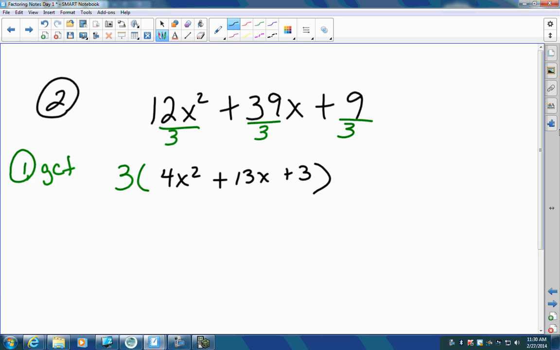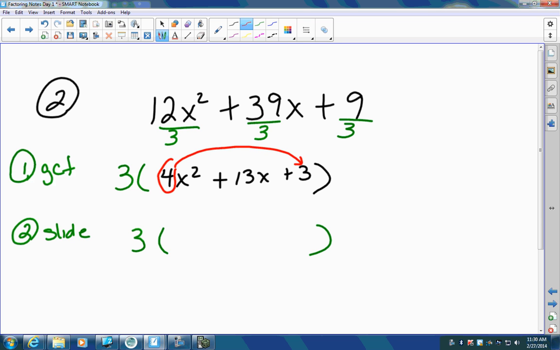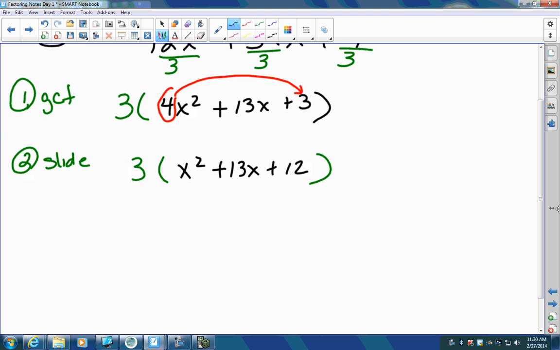Okay, so now I need to slide. Well, what am I sliding? Remember that 3 stays out there. I'm sliding the 4, and I'm sliding it back here to the 3. So I'm going to get x squared plus 13x plus 12. Now I need to factor what's in that parentheses. So this is when I'm going to, in part 3, factor.